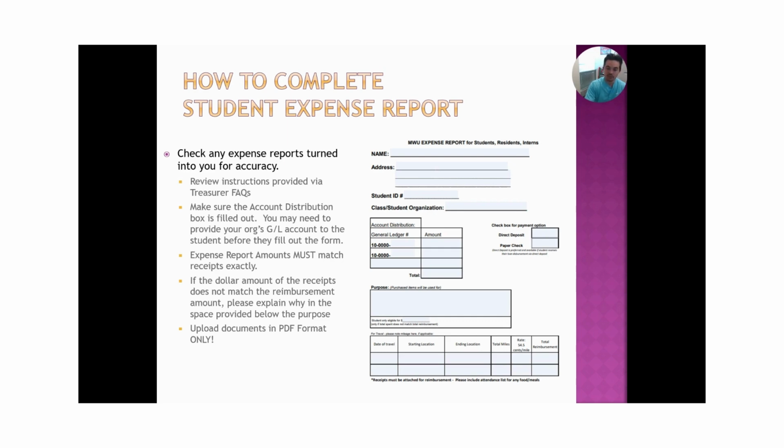Down here, this is only for travel. If you are not getting reimbursed for travel, please disregard. If you are reimbursing for travel, please fill out this section down here as well. One very important note for this is to know that all documents must be uploaded in PDF format. If they're not in PDF format, it will get denied and you will have to resubmit that for approval. So please follow that procedure accordingly.